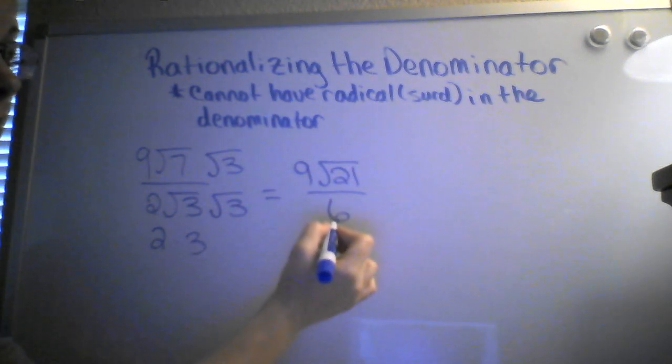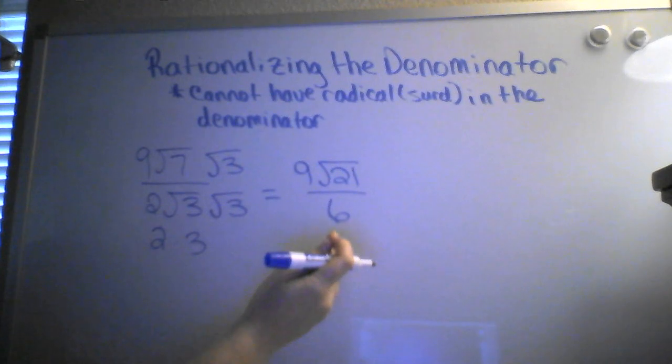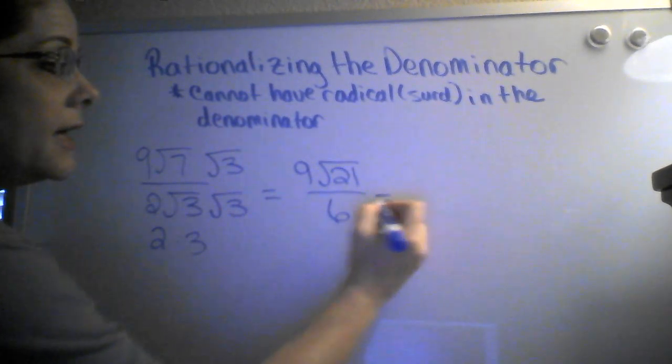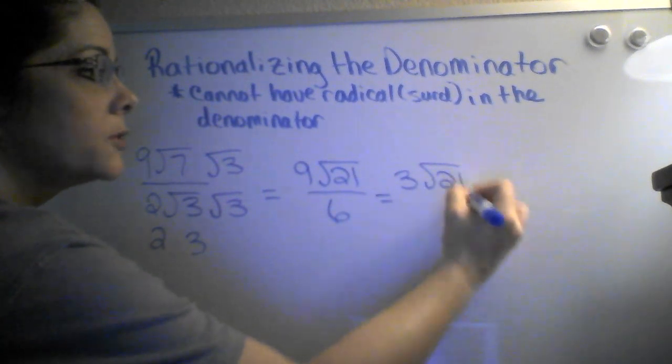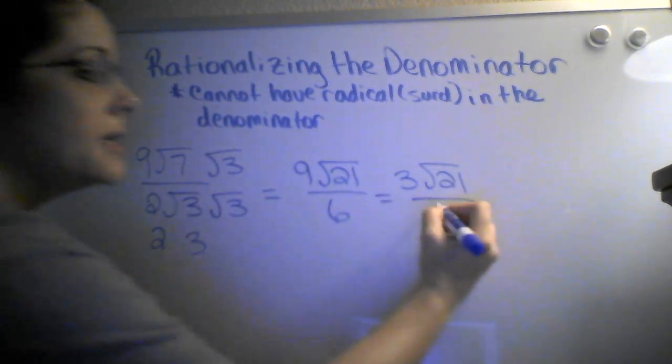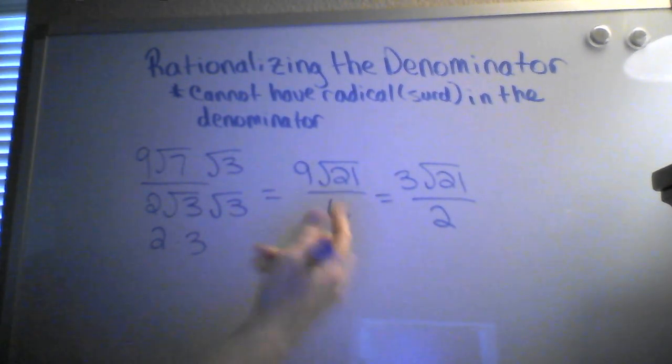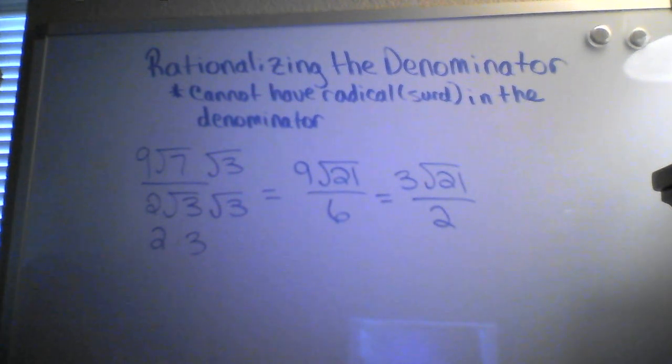Okay, then I need to see if this can be reduced. The 9 and the 6 are outside the radical. They're both divisible by 3. 3 goes into 9 3 times, so that's 3 radical 21, and 3 goes into 6 twice. And I can't break down 21, so this one is complete.